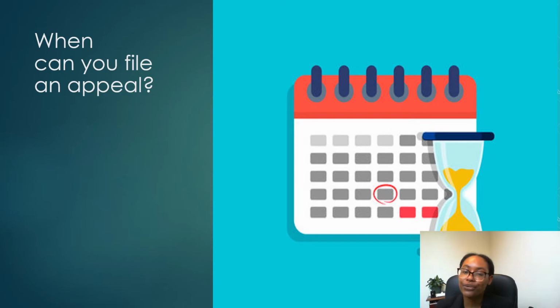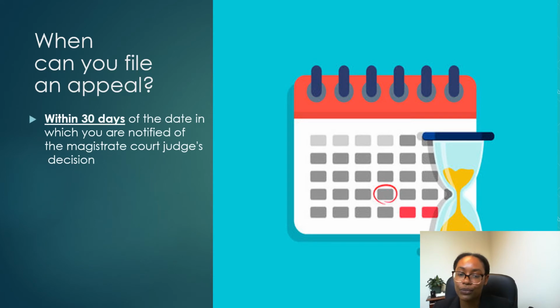So when can you file an appeal? Well, you can file an appeal within 30 days of the date on which you are notified of the Magistrate Court judge's decision. So the date that the judge ruled in favor of the landlord, when you were in court, is the date that you were notified of the eviction decision. But if you want to remain in the dwelling unit while the appeal is pending, then you may not want to wait that 30 days.